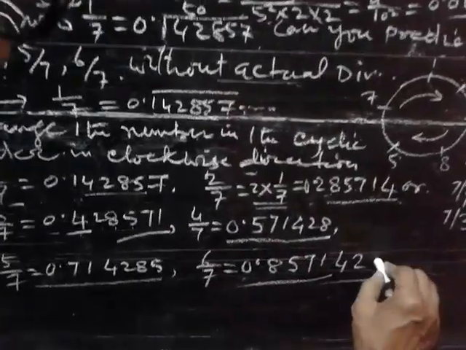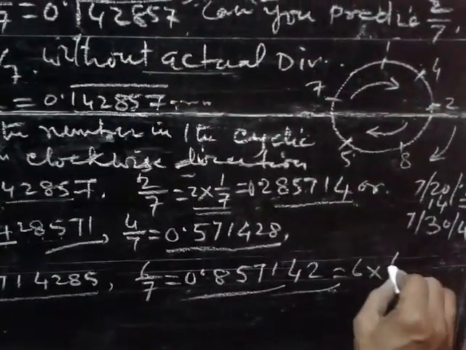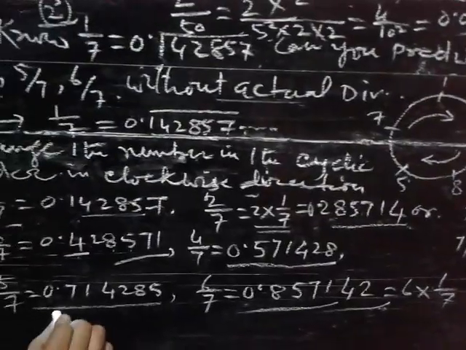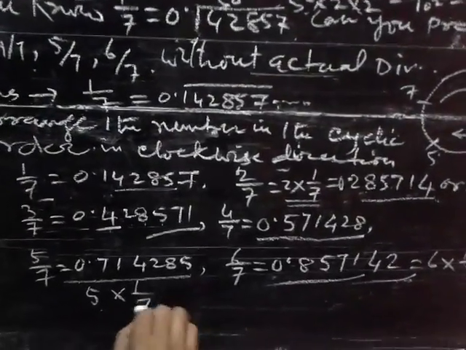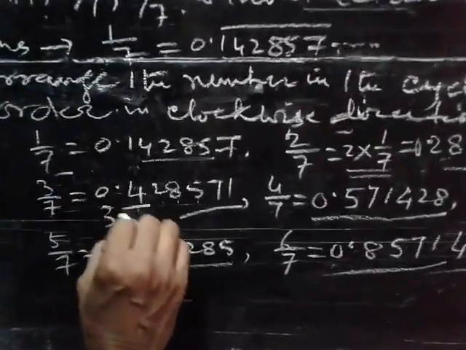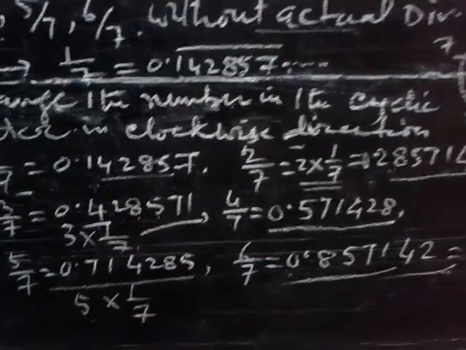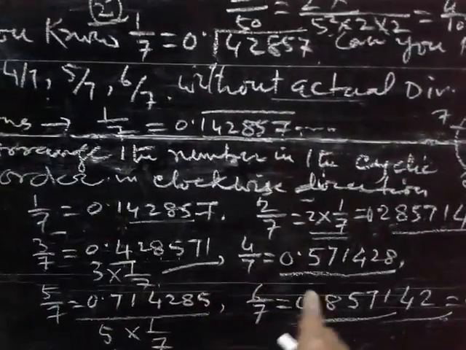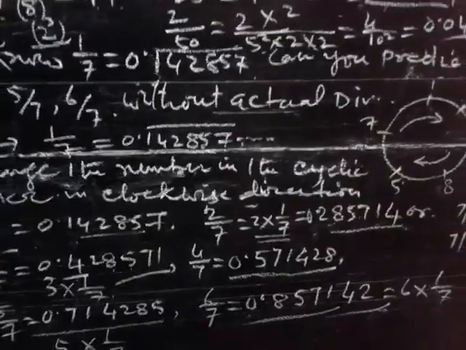Otherwise you have to do it like this: 6 into 1 by 7, 5 into 1 by 7, and 3 into 1 by 7. You have to multiply all these things. Otherwise you can just find it out in the cyclic order.